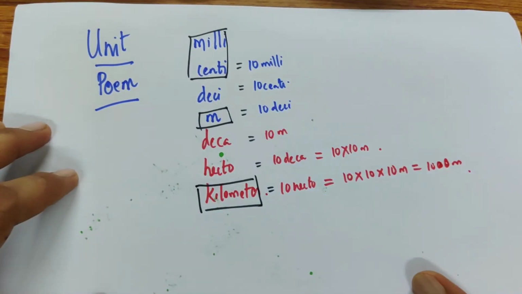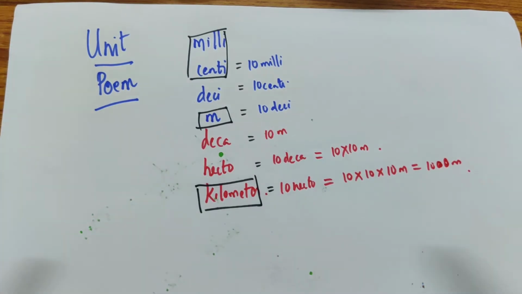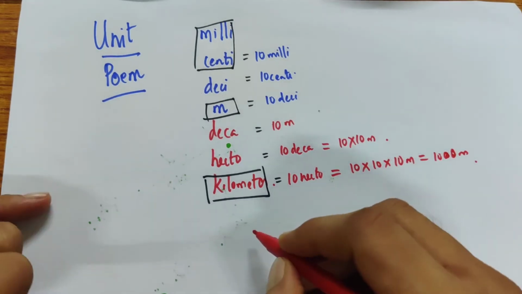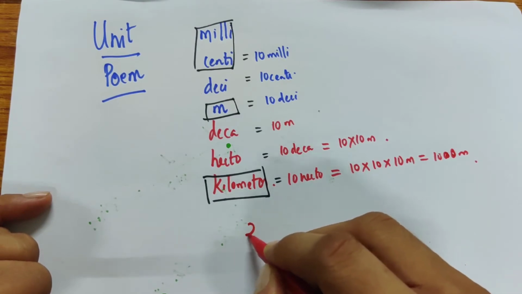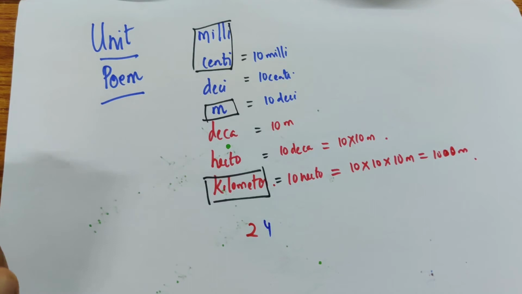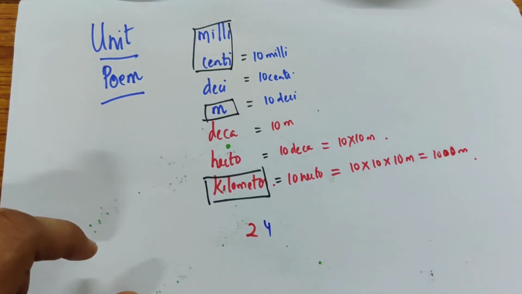For all these unit conversions, it's very important that children are very comfortable with multiplication by 10 and division by 10. Obviously multiplication by 10 is the easier thing to start with, and I would start with a number. So let's say I'm going to multiply 24 times 10.